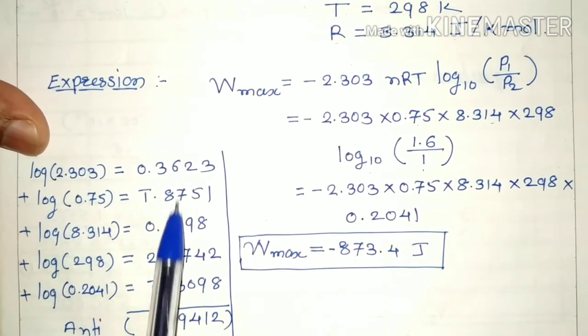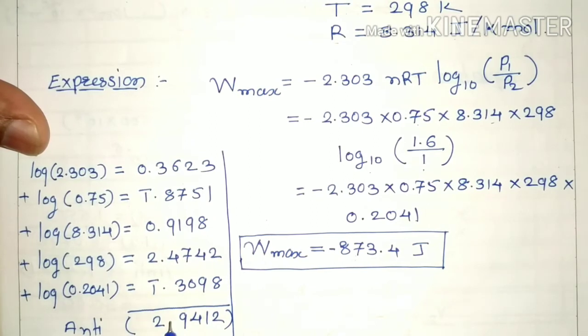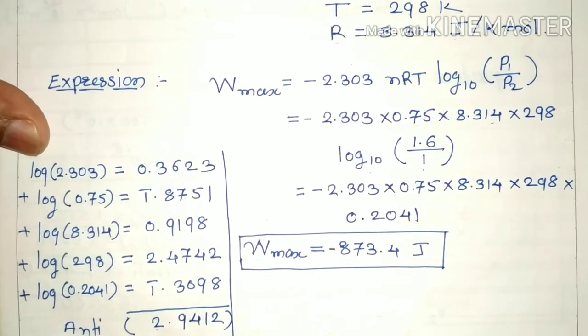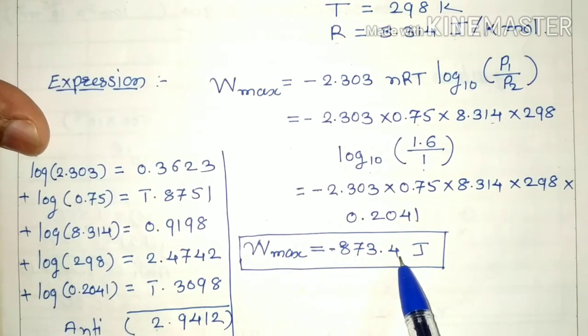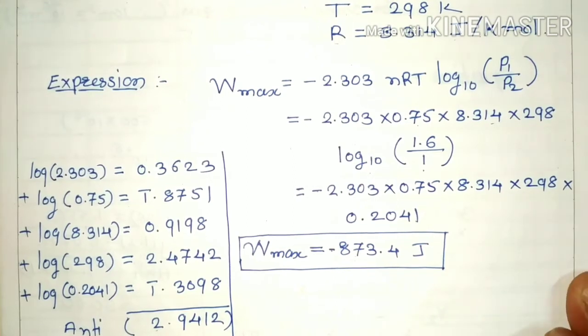So by addition of these logs we get 2.9412, and by taking the antilog of 0.9412 it is equal to 8734, and the characteristic is 2, so the decimal point is given after 3 digits. So our answer is 873.4. So W max, the maximum work, is equal to minus, already minus is here in our expression, so minus 873.4. Okay, so in this way we have to solve this problem.